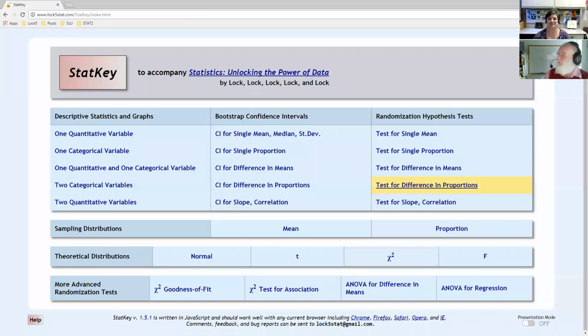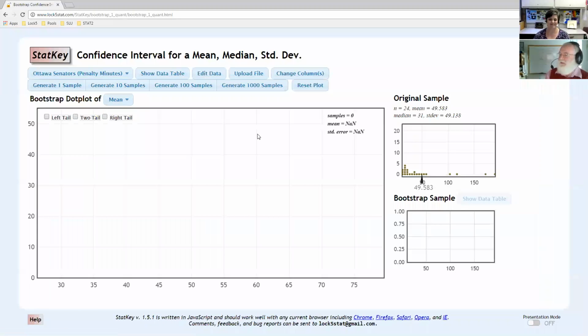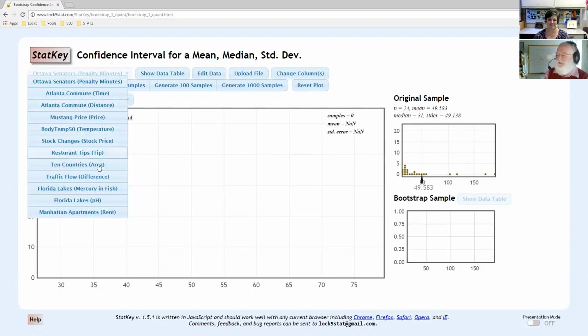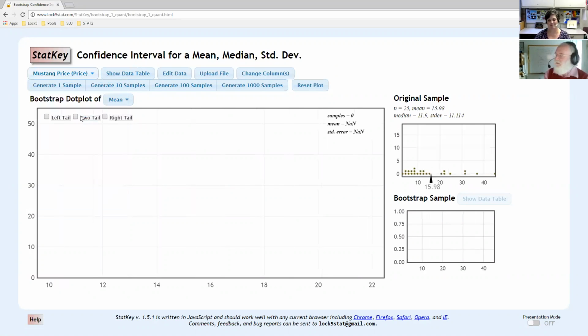And so to do the Mustang price data, we're going to go here to a confidence interval for the single mean. That will bring up this one. Now we do have lots of data sets built in. These are all data sets from our textbook. There are a bunch of built-in data sets here, but there are also options for you to enter your own data. We'll do an example later on where you're entering your own data. But I'm going to go here and find the Mustang price data since that's already built in.